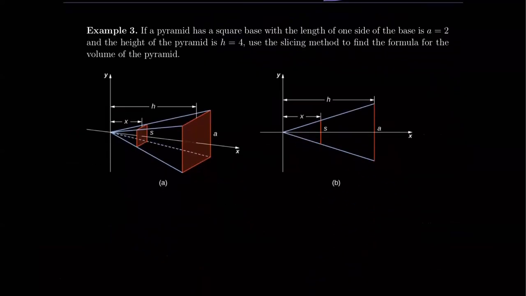All right, so if a pyramid has a square base where the length of one side of the base is 2, and I just called it A, so you can see in my picture that that's what this A here was. So A was 2.